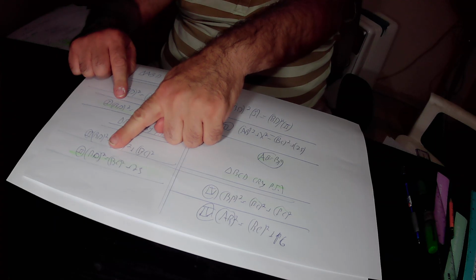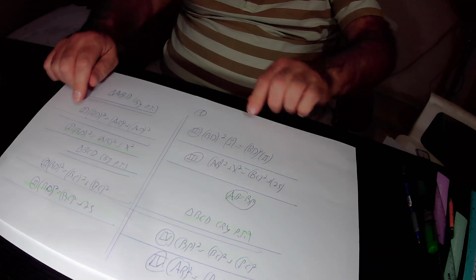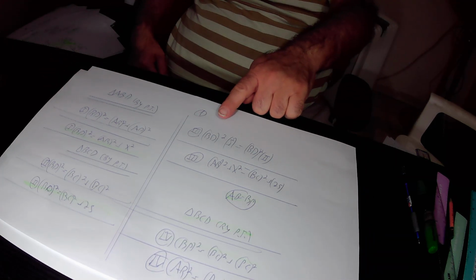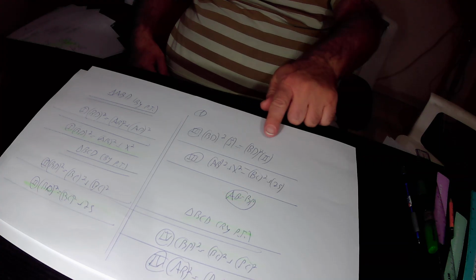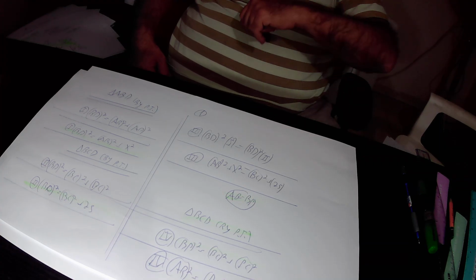Therefore, we get equation 3, which says that DB squared according to equation 1 must be equal to DB squared according to equation 2.